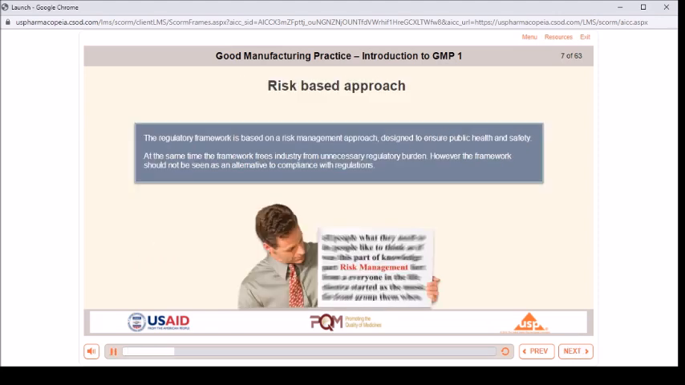Risk-based approach. The regulatory framework is based on a risk management approach designed to ensure public health and safety. At the same time, the framework frees industry from unnecessary regulatory burden. However, the framework should not be seen as an alternative to compliance with regulations.